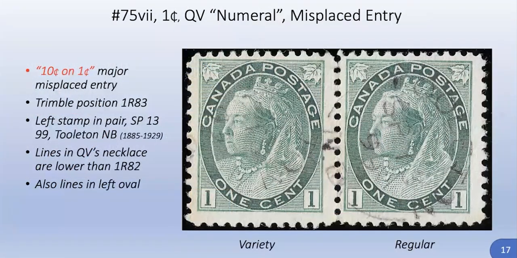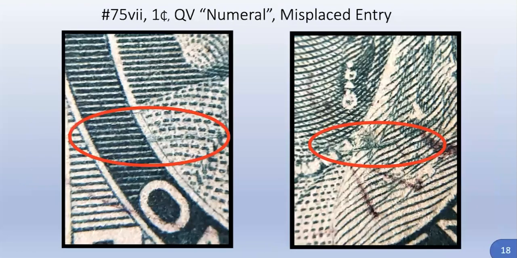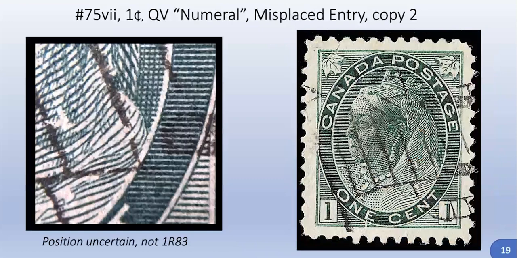This is another one. This is a famous one, Canadian. I'm not going to talk about it. This is not a re-entry. This is a misplaced entry. It's called the 10 cent on 1 cent. Somehow somebody decided that there's a re-entry down here. There's a difference here, what you're looking for, and that's what it's all about. And this is a copy number 2.